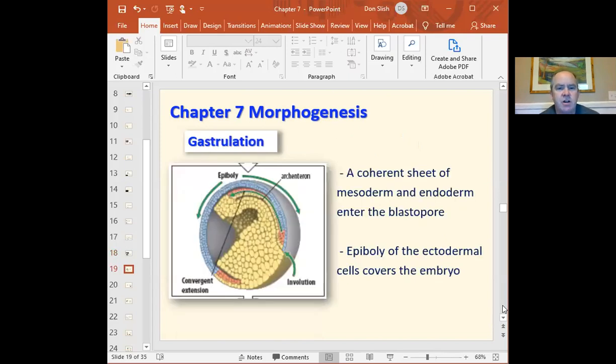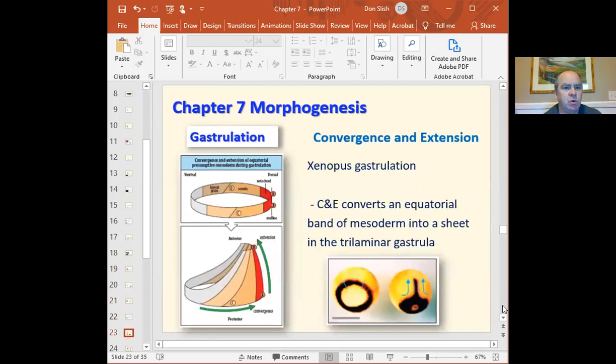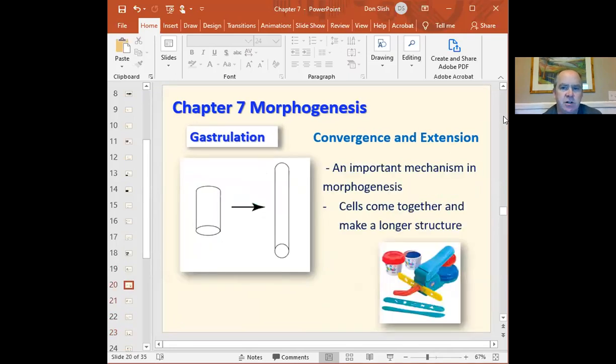All right, so now we're going to talk about convergence and extension. I think the best picture is this one. This is slide 23, where you start out with a band of mesoderm all the way around the embryo, and this band gets sucked up through a hole, and it turns from a band into a sheet, because you need a sheet to make an embryo when you go from radial symmetry to 3 axes of symmetry.